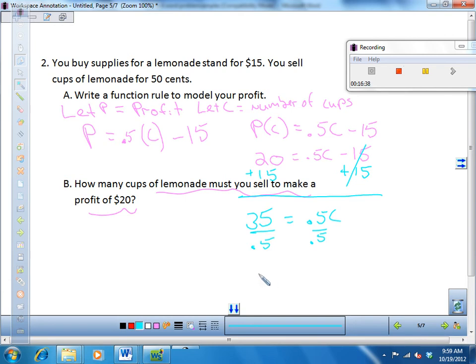And I get that C equals, what's 35 divided by 0.5? 70 cups. You need to sell 70 cups of lemonade to make $20 if you spend $15 for your lemonade. Okay?